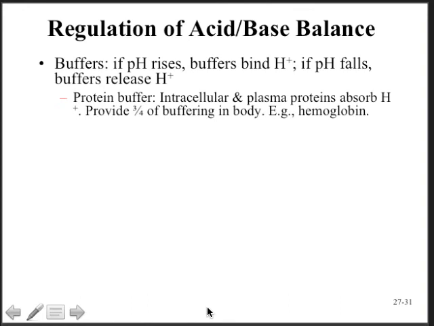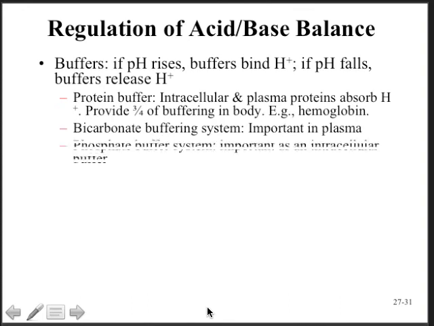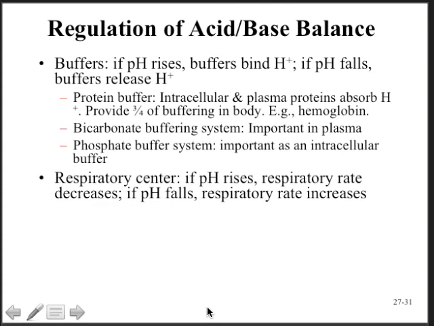Intracellular and plasma proteins can absorb protons, and they provide about 3/4 of the buffering capacity in the body. Examples of proteins that can buffer include albumin and hemoglobin. The bicarbonate buffer system is important in the plasma, while the phosphate buffer system is important as an intracellular buffer, and it also plays a role in the formation of urine. Because of the secretion of protons, the phosphate components in the urine can buffer those changes in the filtrate and in the urine and result in less damage to the tissues of the tubule.